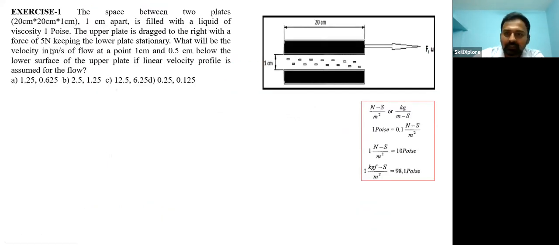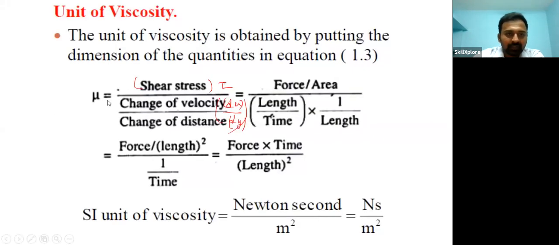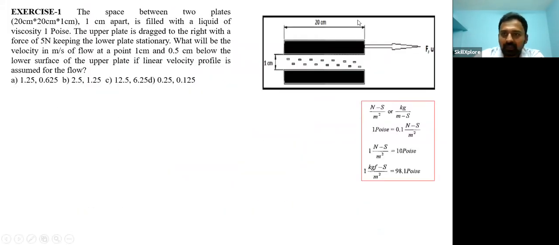And here we have a simple problem on the viscosity topic. Okay, this problem was asked in 2018, I think, in your UPDA examinations.